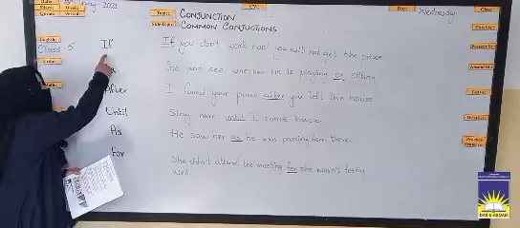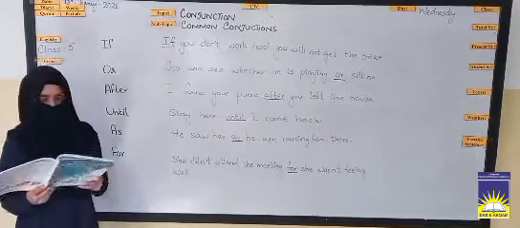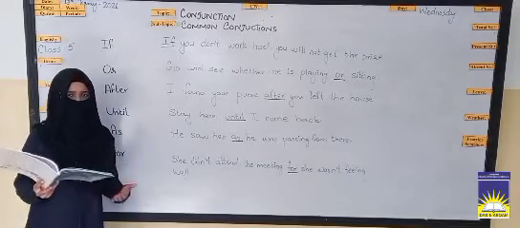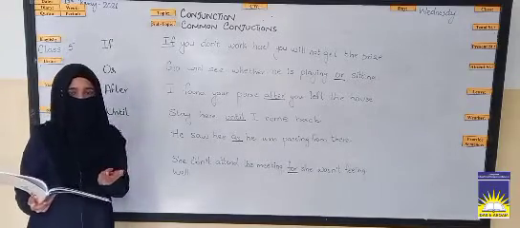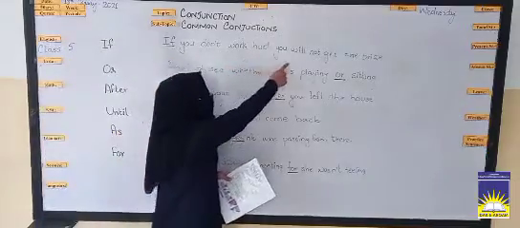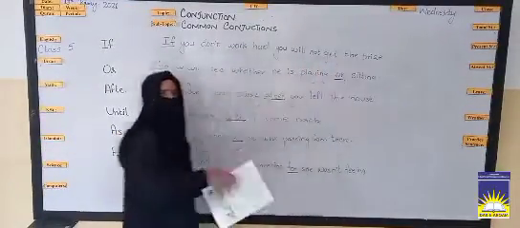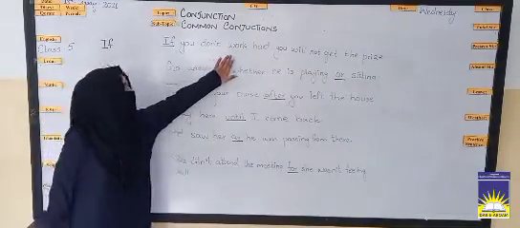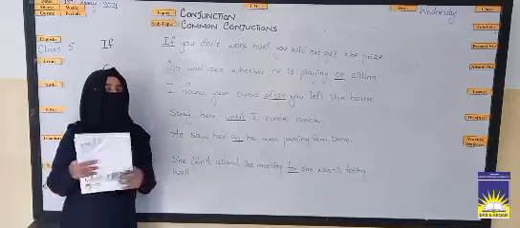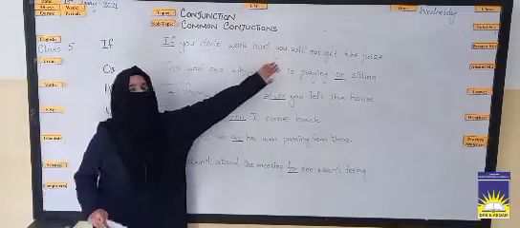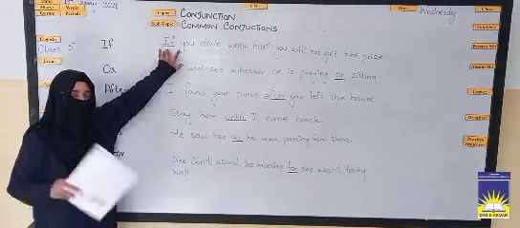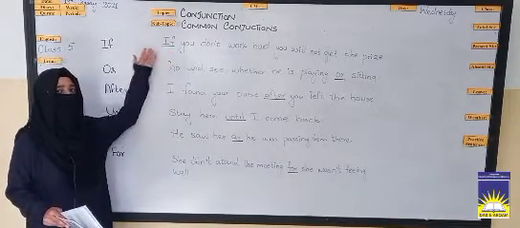First one is if. The function of if is used to express conditions. We use if to show any condition, okay. For example, if you don't work hard, you will not get the prize. If you don't work hard, you will not get the prize. So that is the condition, and to show that condition we use if. So this is how we will use if.